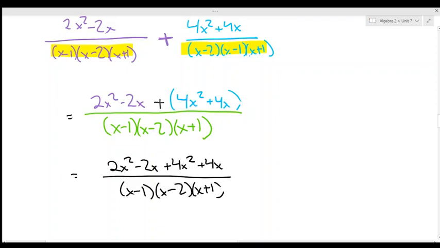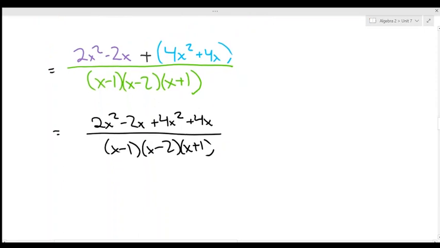Now we're going to combine like terms on the top. So we have a 2x and a 4x. So that gives us 6x squared. We have a negative 2x plus 4x. So that gives us a plus 2x, all over our LCD, which was x minus 1, x minus 2, x plus 1.